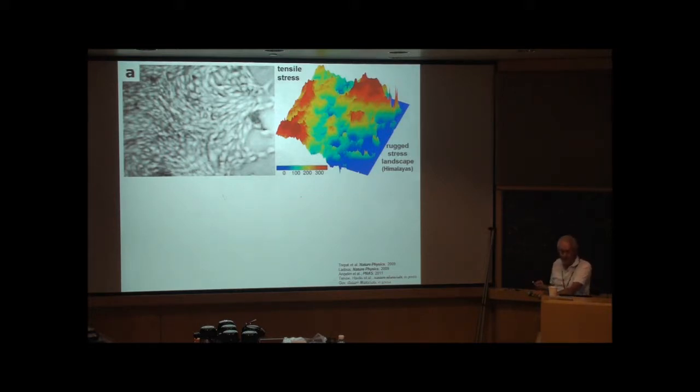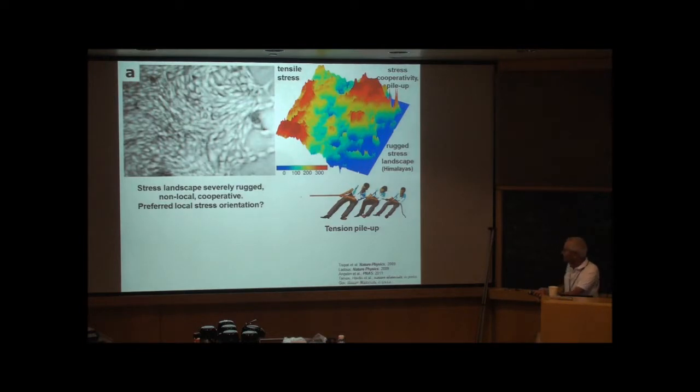They're also creating that landscape because of this cooperative stress pileup, this notion that one cell pulls on its neighbor, pulls on its neighbor, pulls on its neighbor to make structures like those. So there's a tension pileup, and the stress landscape is severe. So this is just tension. So this is kind of averaging over all directions.